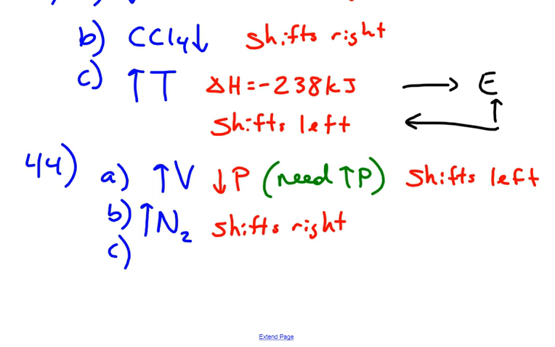And then letter C says heat is added. Let's talk about that one. Heat is added again, so I'm increasing temp. Which way does this one shift? Shifts to the right because my energy is on the right side. So if I increase this, it's got to go to the right.